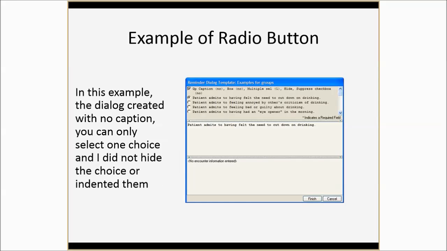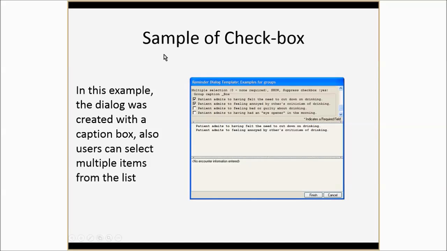In this example, the dialog was created with no caption. You can only select one choice, and we do not hide the choice or indent them. And here's another example where the dialog was created with a caption box. Also, users can select multiple items from the list. And here's your caption box right here.